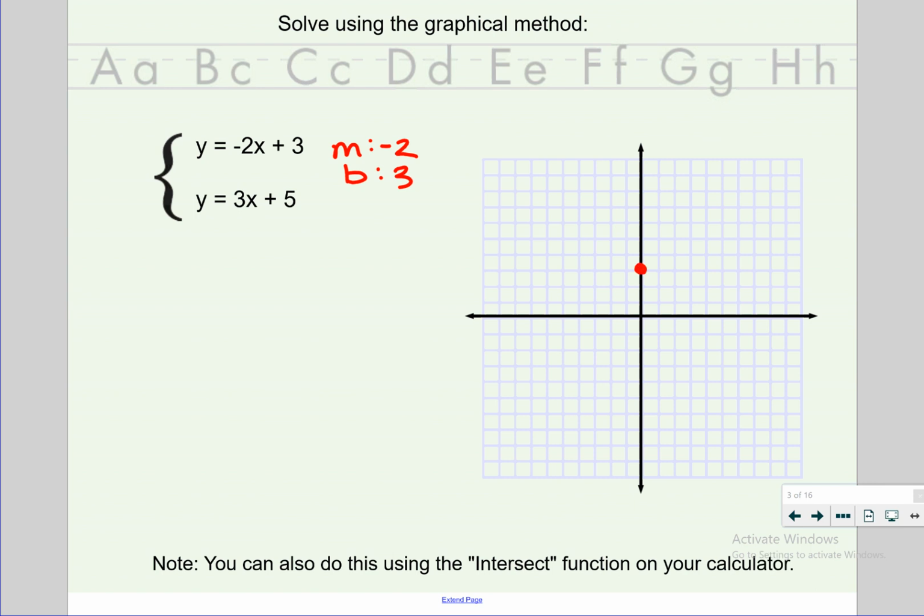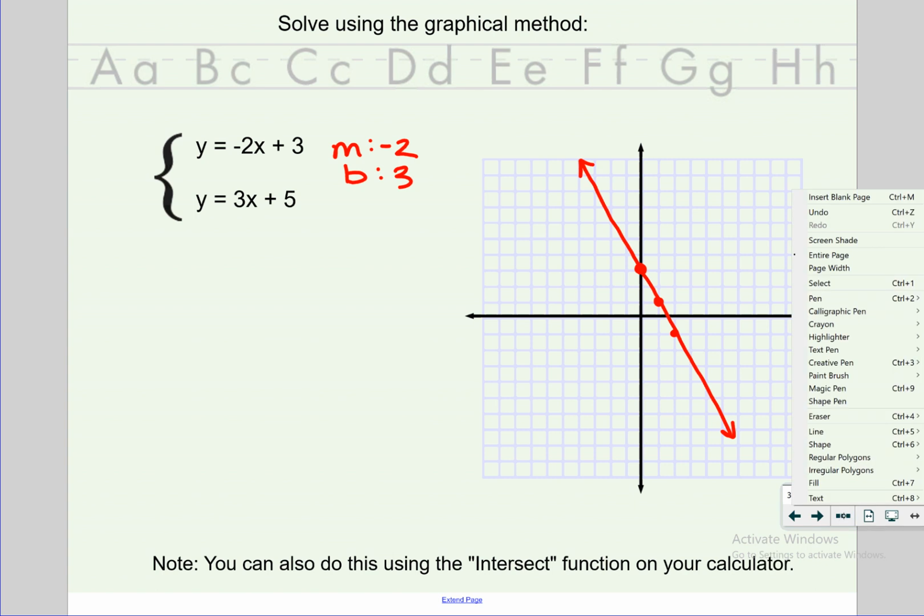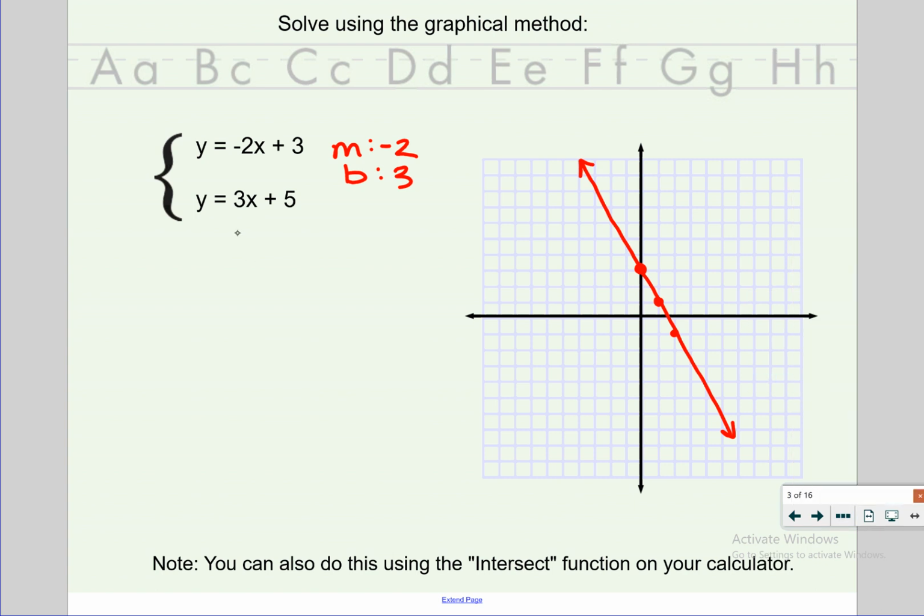3. So if I'm going to graph it, what do I do first? 3 on the y-axis, and then 2/1, and we're going down. Yep. There's my first line. Second line, what's my slope? 3. Y-intercept 5. Y-intercept first, 1, 2, 3, 4, 5. Slope of 3, 3/1. There we go. And then the point of intersection is the point that they have in common.